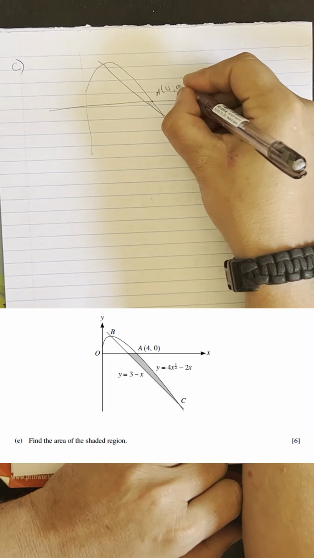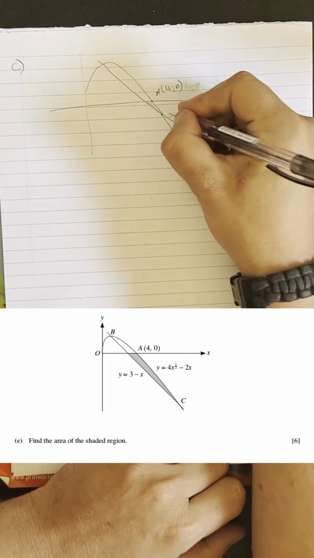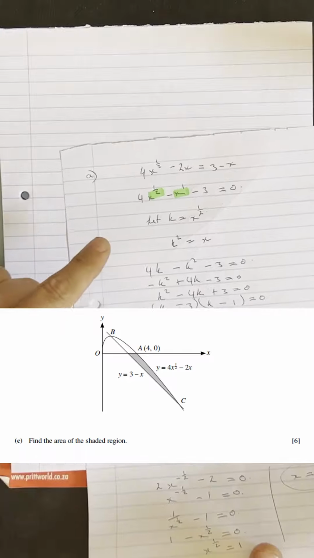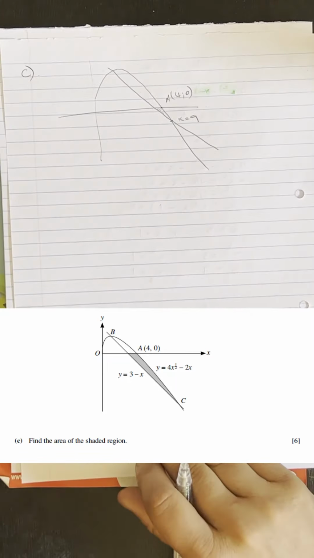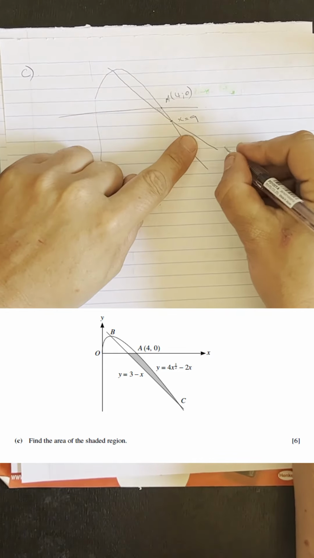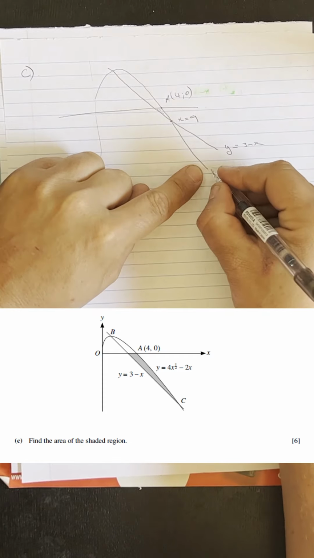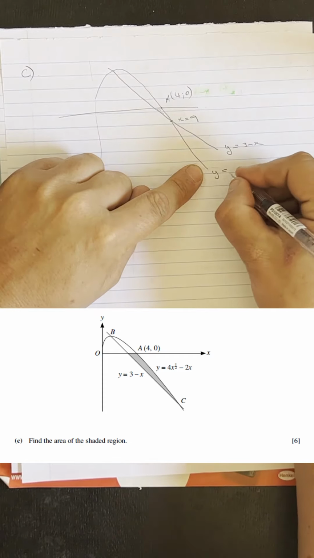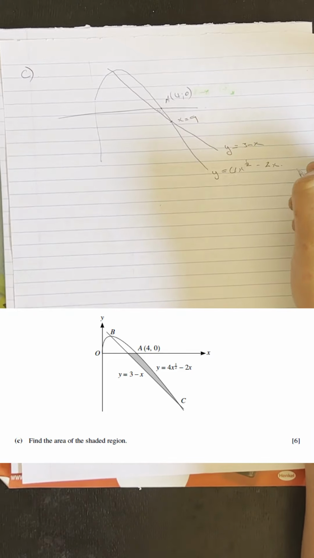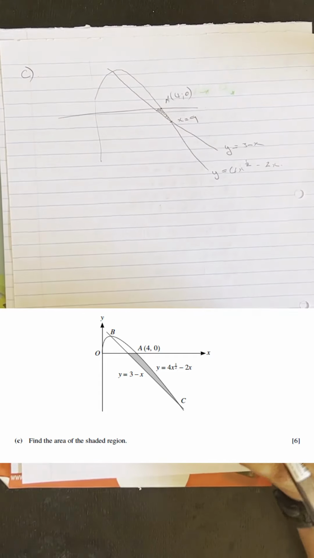We know that this point over here is 4. We know this x value over here is 9. We worked that out over here. And we know that the equation of the straight line is y equals 3 minus x, and the equation of this graph here is y equals 4x to the half minus 2x. Again, we want to find this shaded region over here.